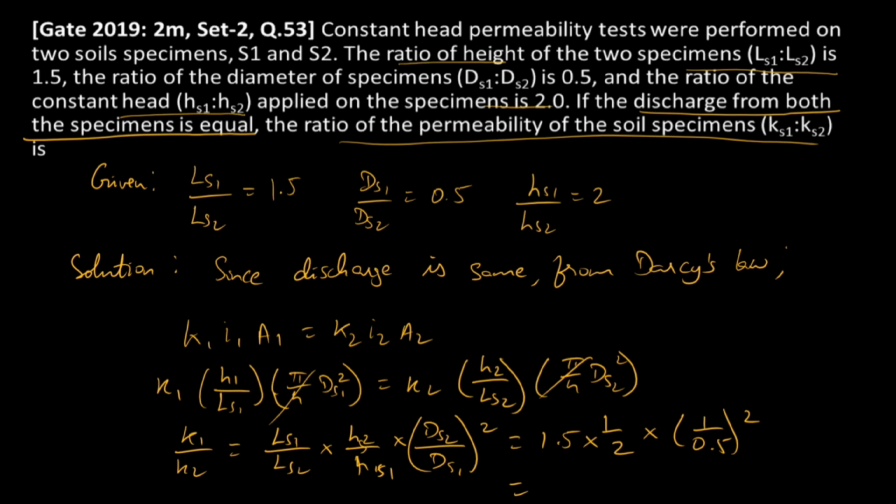1.5 by 2 divided by 0.25, which will be equal to 3. K1 by K2 equal to 3.